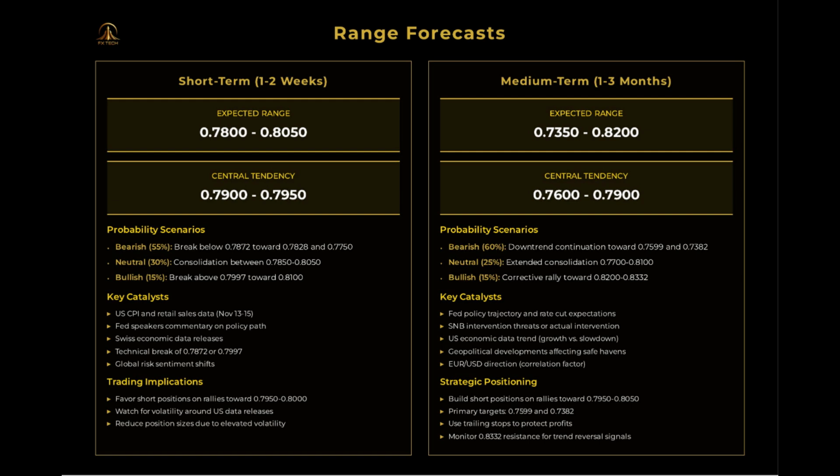Medium term, the expected range is 0.7350 to 0.8200 over 1 to 3 months, with a central tendency of 0.7600 to 0.7900. Bearish probability increases to 60%, with neutral at 25% and bullish at 15%. Strategic positioning favors building short positions on rallies.